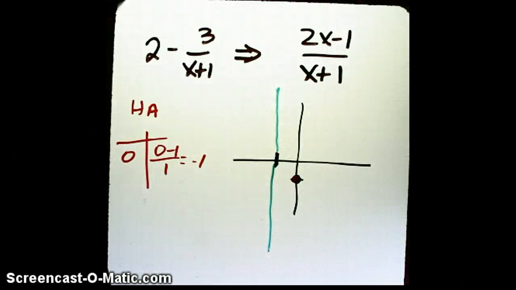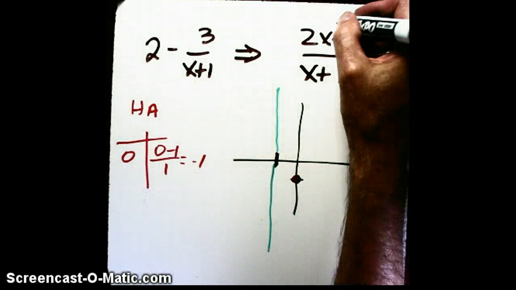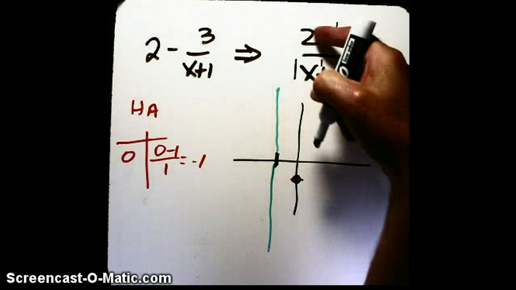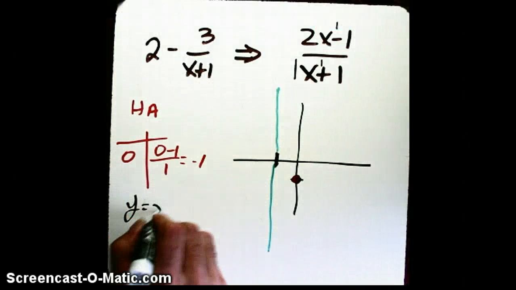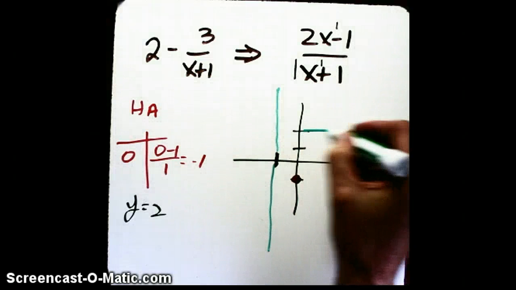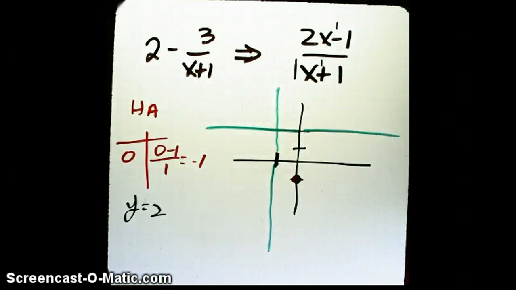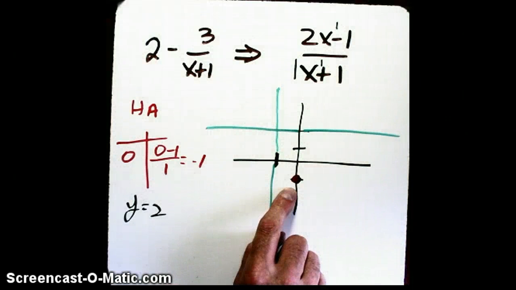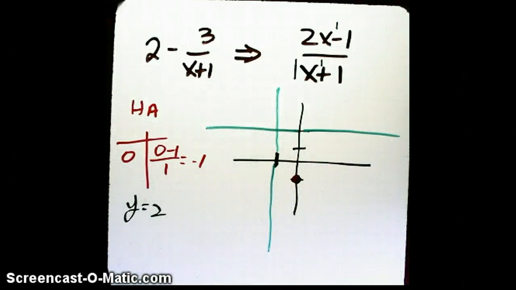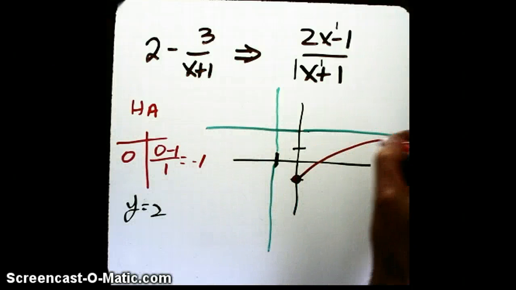Okay. Now, on the horizontal asymptote, I'm just going to kind of give you the quick rundown. If the highest powers are the same, then the horizontal asymptote is just the ratio of the coefficients. So 2 over 1 is 2. y is equal to 2. So y equals 2 is the value of the horizontal asymptote. Well, guess what? This point is a point on the function, and it can't cross this line. So the function's probably going like this.